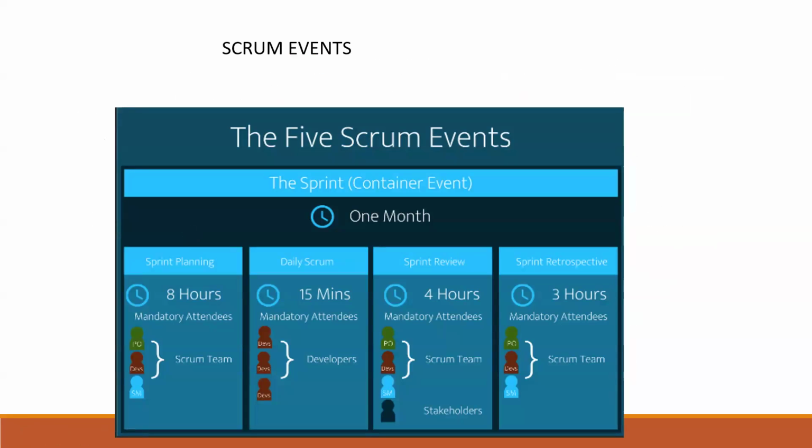So what are these 8 hours, 4 hours, and 3 hours for? It is for 1 month, 4 weeks. For a 4-week sprint, you will dedicate 8 hours for planning, 15 minutes every day for the daily scrum, half a day for review, and 3 to 4 hours for the retrospective meeting. If you take 2 weeks, it is half of this, 4 hours for planning. The 15 minutes will be constant, irrespective of the sprint length.